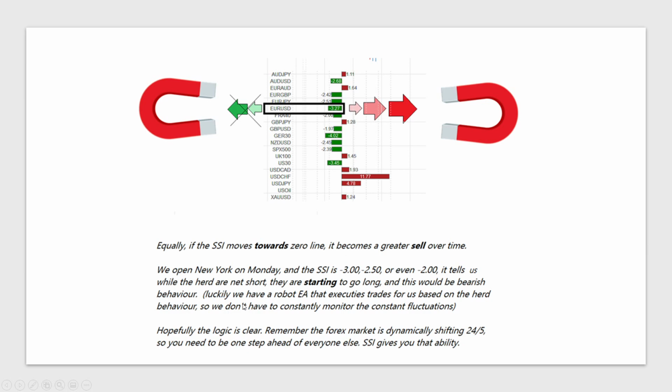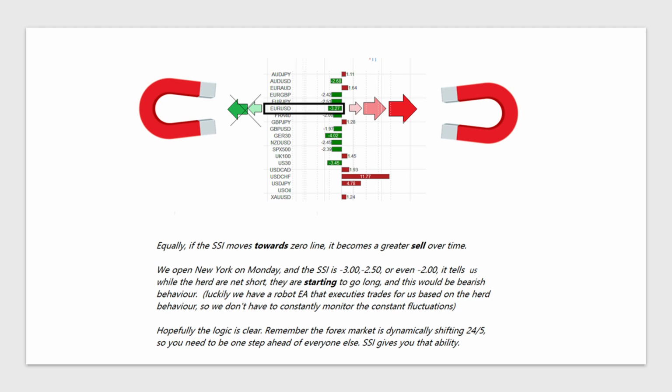Luckily, we have a robot EA that executes trades for us based on the herd behavior, so we don't have to constantly monitor the constant fluctuations. This will constantly be in flux. If you watch it, it will go this way, and then it'll come this way, then it'll come this way, and it'll come that way. But ideally, you just want to see big shifts. And if it has a big shift this way, we can expect this to fall, because the movement across time is more powerful than the static. Where the retail herd go, where they decide to go, is more powerful than where they are now. Because they move as a big pack, and when they come with a big pack, they'll have their stops, and obviously the price goes to take their stops. So the dynamic shifting is key, and hopefully the logic is clear.